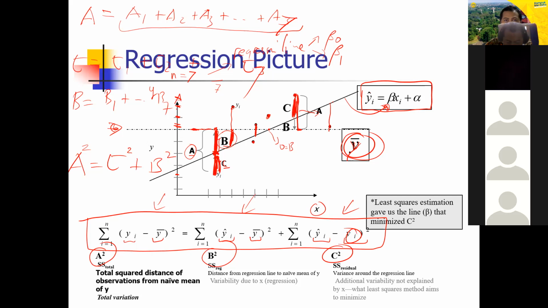Sir, I have a question. For the mean of Y, is it based on the sample, I mean the real sample, or based on the prediction? The real sample. This one, right? Yes, sir. Yeah, that's based on the sample you took.